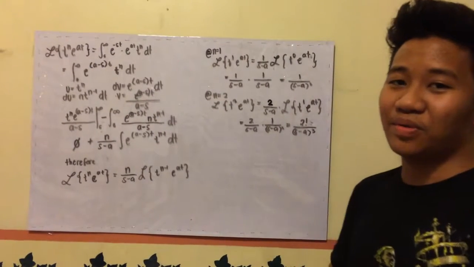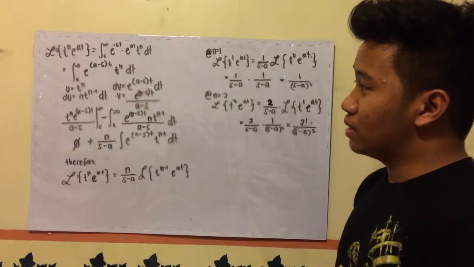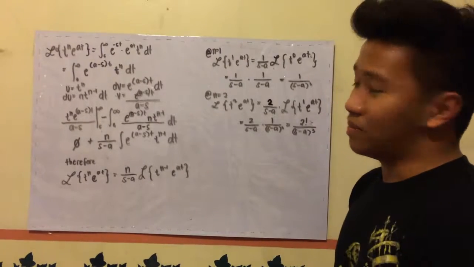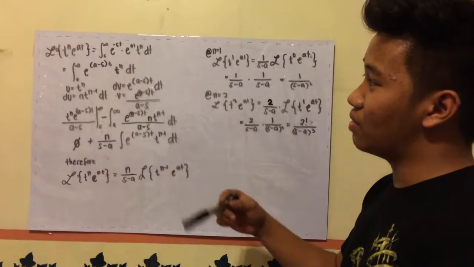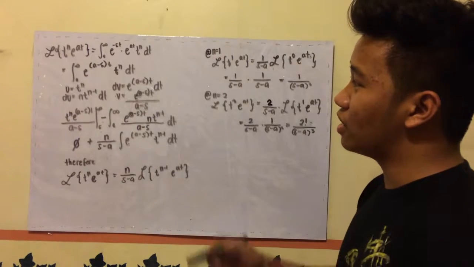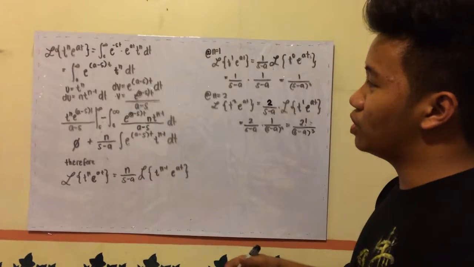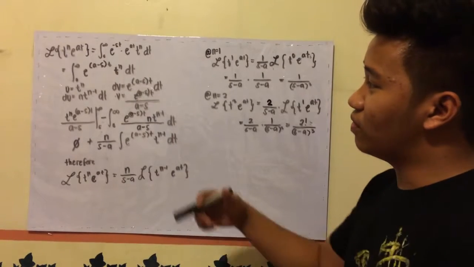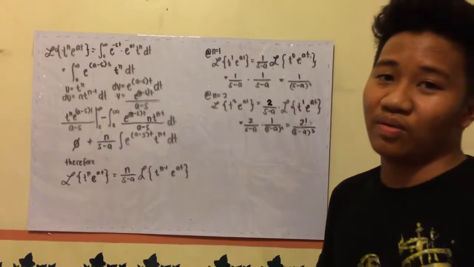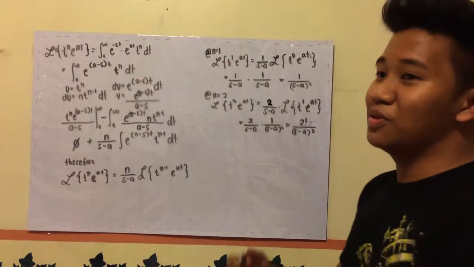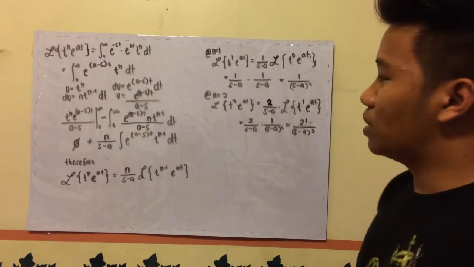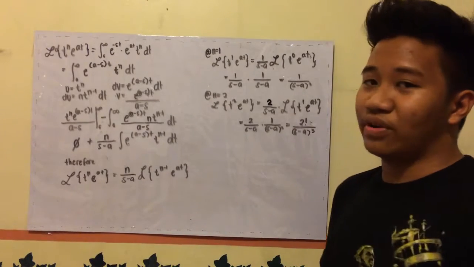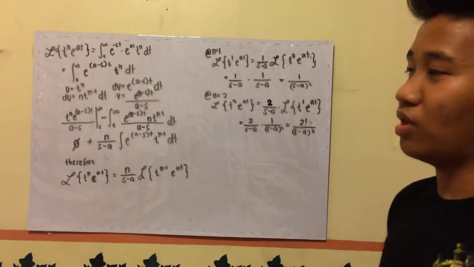So for today, we're going to solve now the Laplace of t raised to n multiplied by e raised to at in a time function, which we will solve the equivalent value of that time function into the complex frequency function, which is equal to n factorial over s minus a raised to n plus 1.